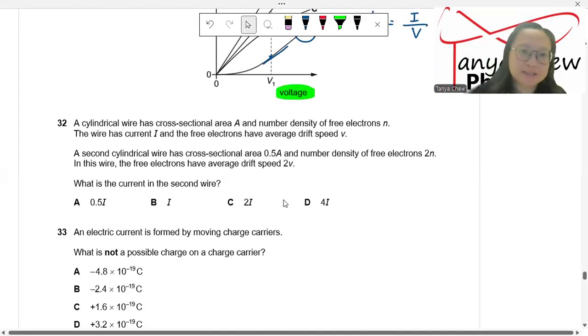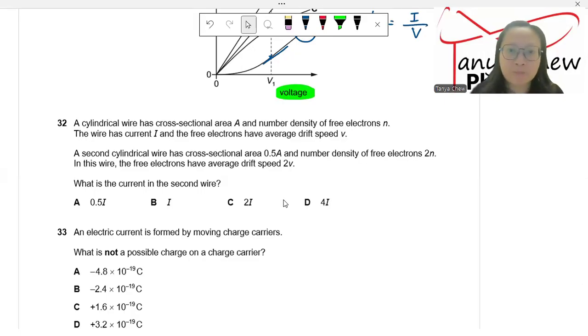Question number 32, a cylindrical wire has a cross-sectional area A and number density of free electrons N. The wire has current I and the free electrons have average drift speed V. A second cylindrical wire has a cross-sectional area 0.5 A and the number density of the free electrons 2N. And in this wire, the free electrons have average drift speed 2V. What is the current in the second wire?